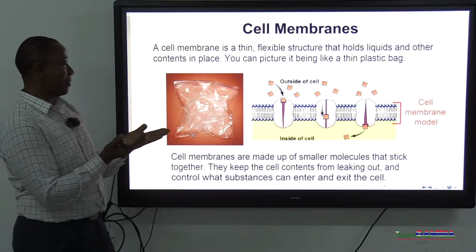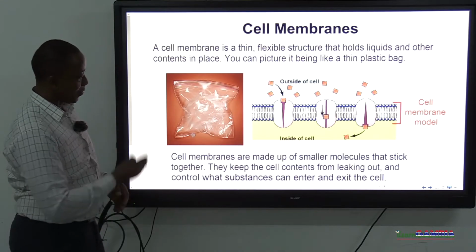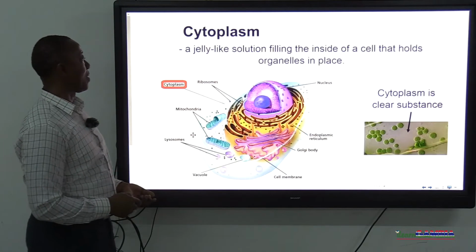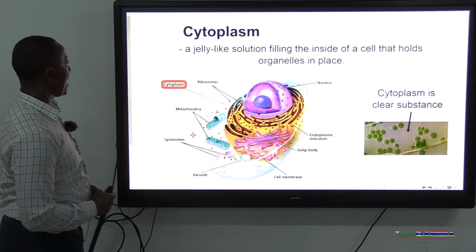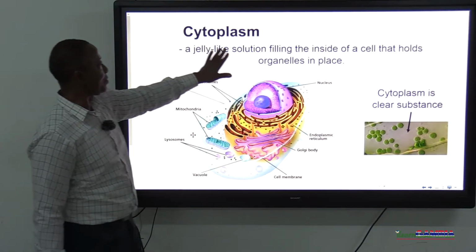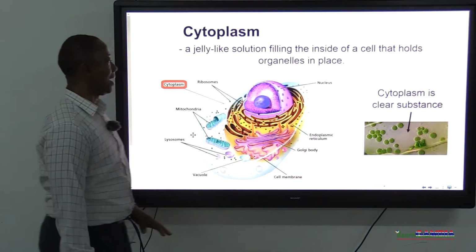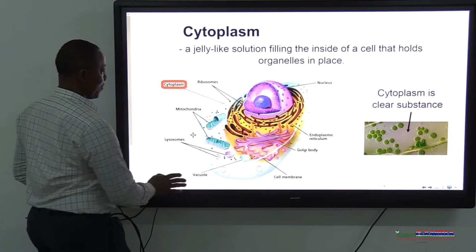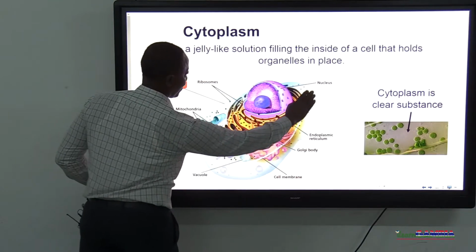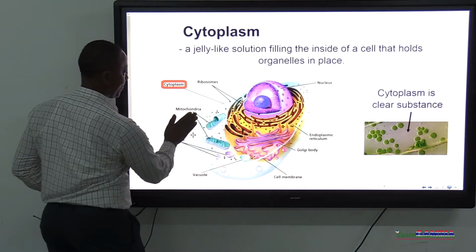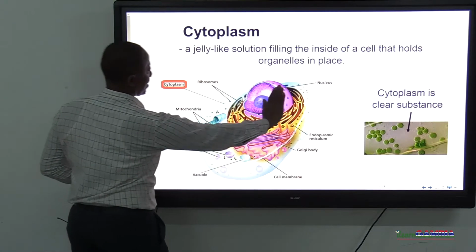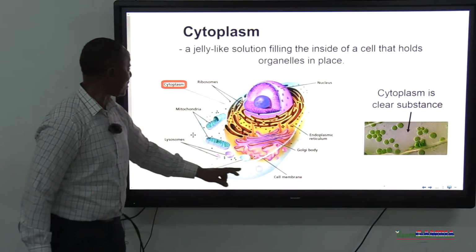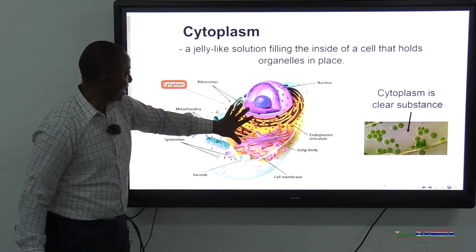They keep the cell contents from leaking out, and control what substances can enter and what can go out. Next, the cytoplasm. We say it's a jelly-like solution filling the inside of a cell, and it is there to hold all the structures. If you look at this picture, it's transparent in this diagram, but of course this thing has been cut so that we can see what is inside. But that's actually the cytoplasm inside.